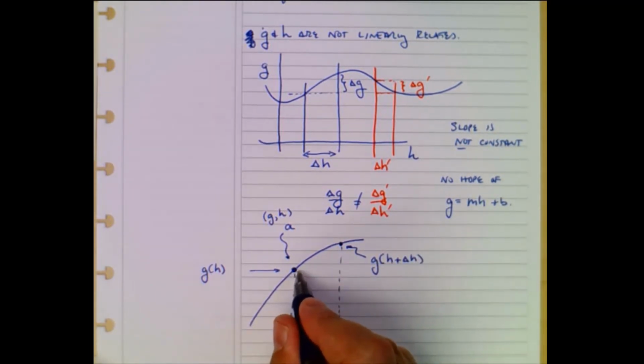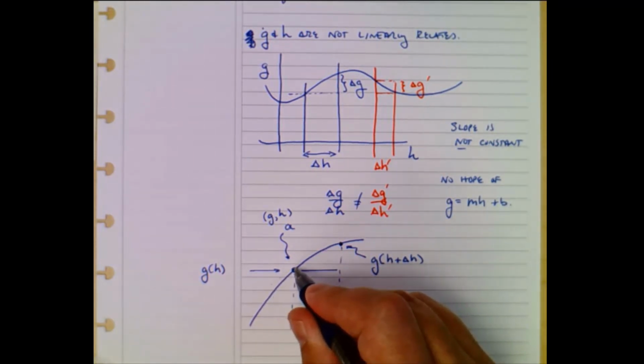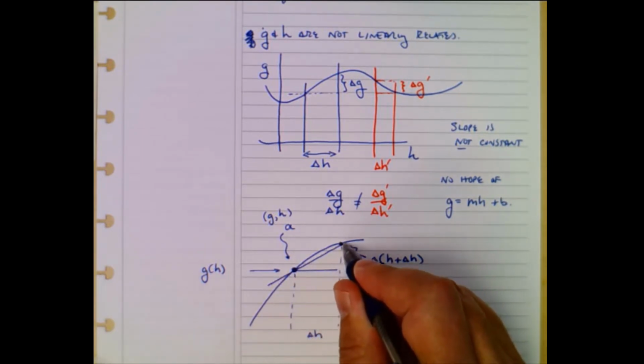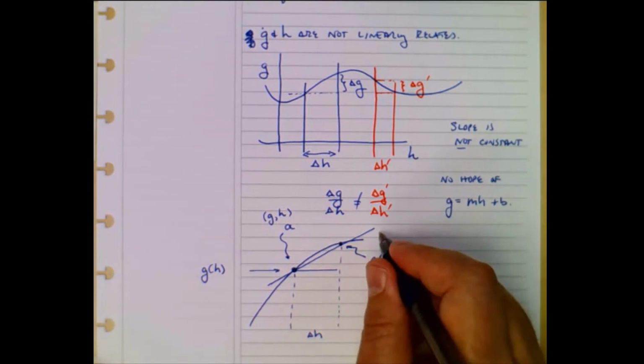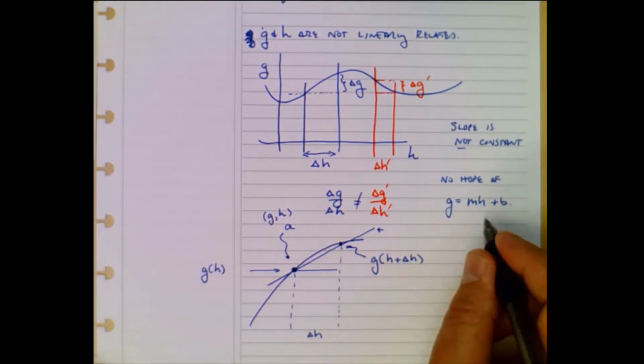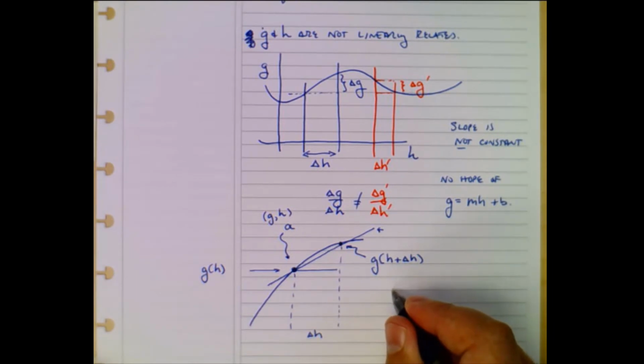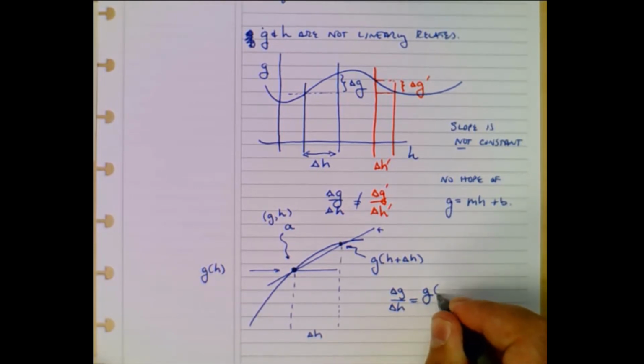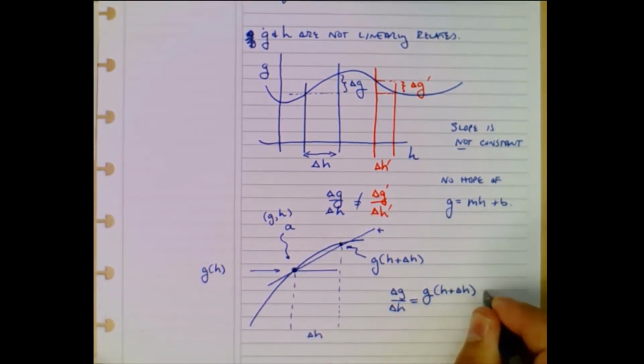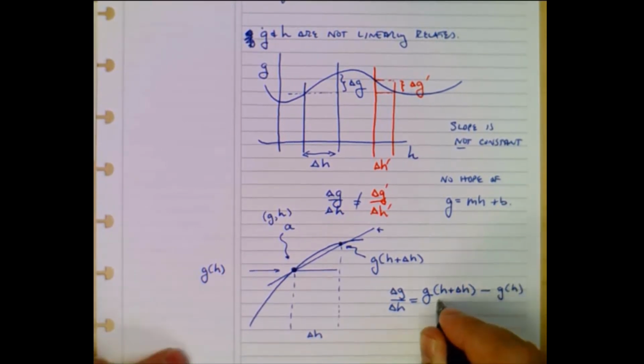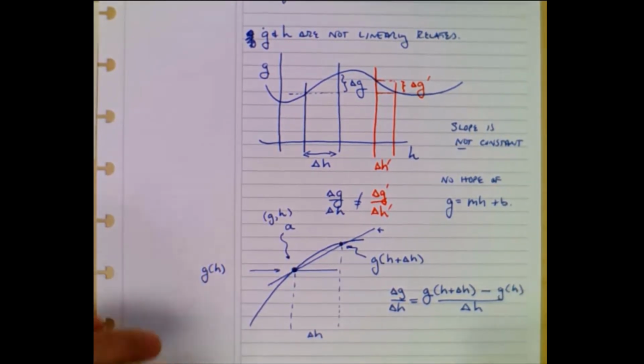The approximation we can make to the slope at this location would be to draw this line, and that would indeed be a line that could be written in terms of a slope. We would say that delta G divided by delta H is equal to G at H plus delta H minus G at H, divided by delta H. And that would be an approximation to the slope at this particular location A.